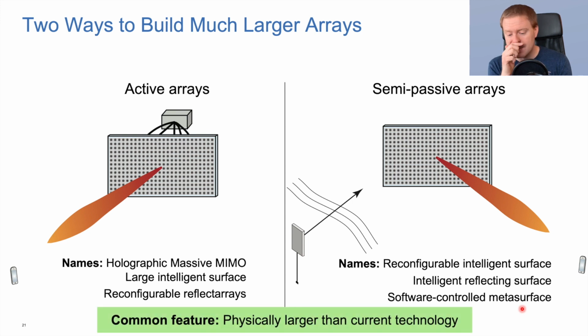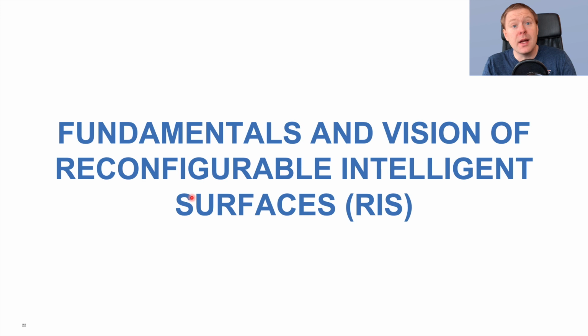But the important thing here is that we have physically larger arrays than in current technology, and we can utilize them in new ways. And this is what this tutorial is going to be about. Both the active arrays called Holographic Massive MIMO and the reconfigurable intelligent surfaces that are passive. And we will have a lot of focus on this passive case because they are much more different than the active arrays compared to existing technology. So we will now talk about the fundamentals and vision of reconfigurable intelligent surfaces, and in many cases I will abbreviate this as RIS, R-I-S.